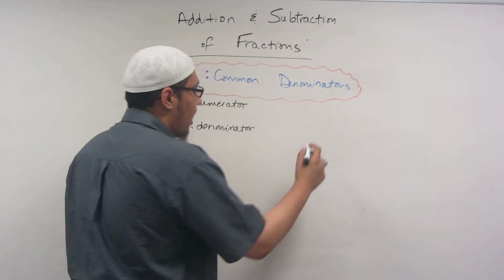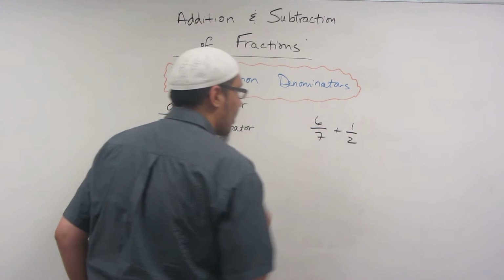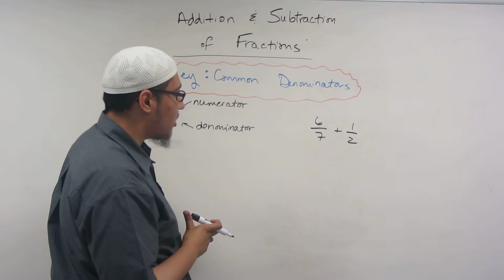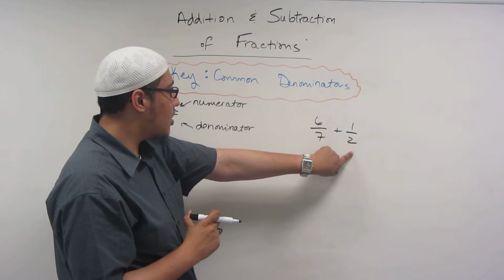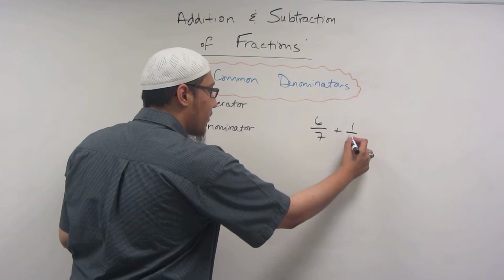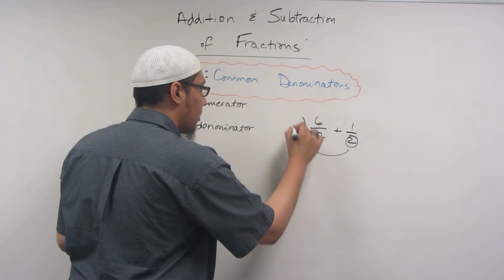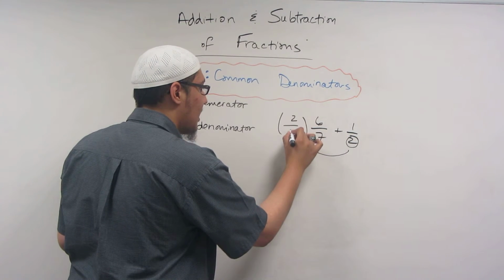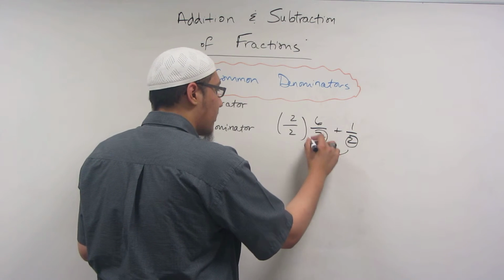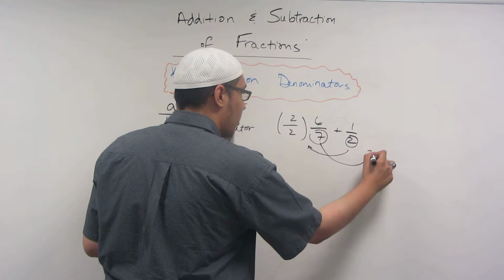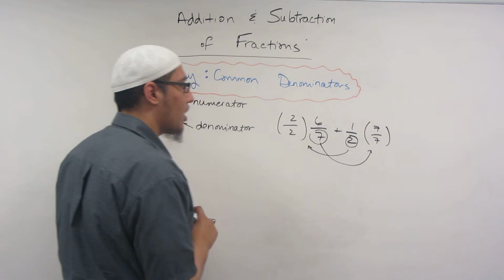So if we have, let's say, 6 divided by 7 plus 1/2, how will we add these? Well, first step is to make a common denominator. So take this denominator over here and multiply it on the top and the bottom on the left side. Then take this denominator right here, and I'm going to draw an arrow, and multiply it on the top and the bottom right here.